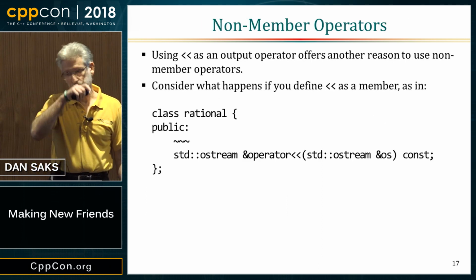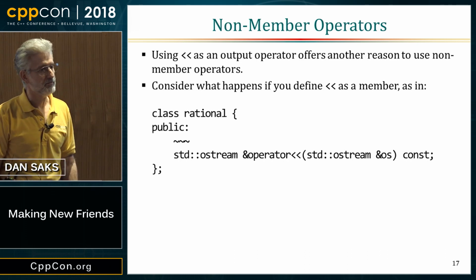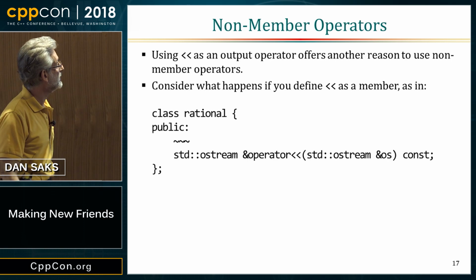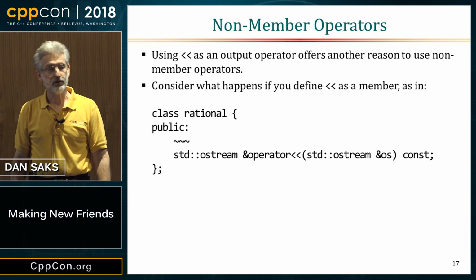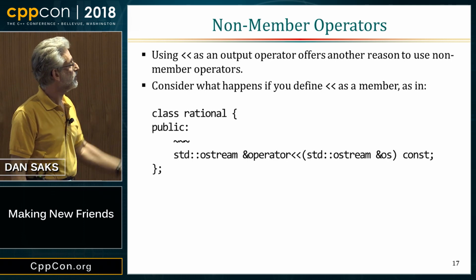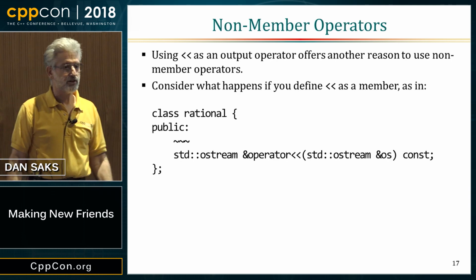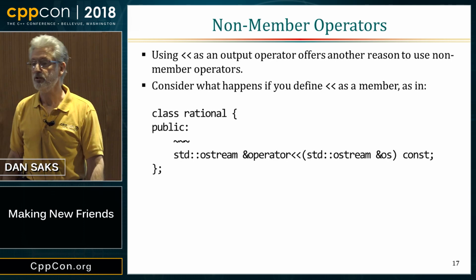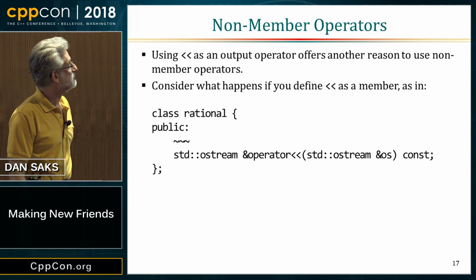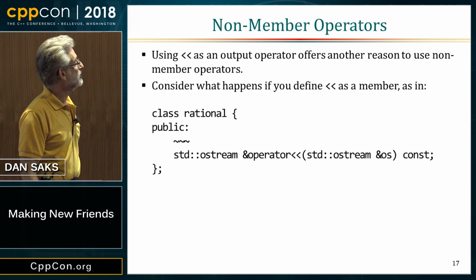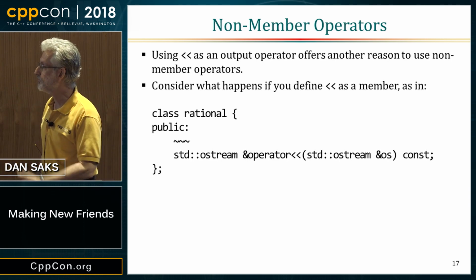Here's the other sort of canonical example for why you use non-member functions instead of member functions, and that is if I want to implement an output operator. Use the shift operator in the conventional way that it's used with the stream operations. Now, in order to be able to output a rational number, again, you need access to the numerator and denominator. You need to be able to display those. And so it seems at first blush that what we want to do is declare the output operator as a member of the rational class.